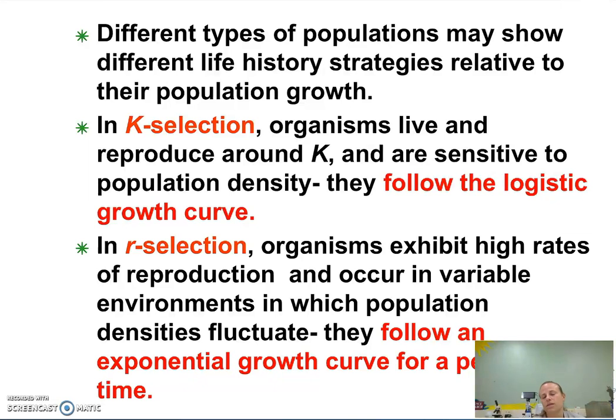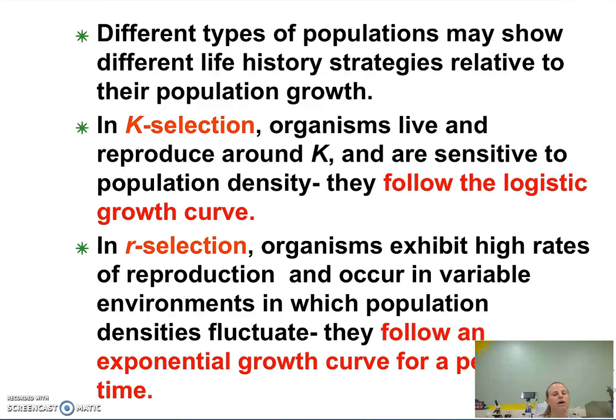So we learned that organisms can grow either exponentially or logistically. Well, they can also be categorized as K-selected organisms or R-selected organisms. So in K-selections, organisms live and reproduce around K, where remember K in our mathematical equation represents carrying capacity.